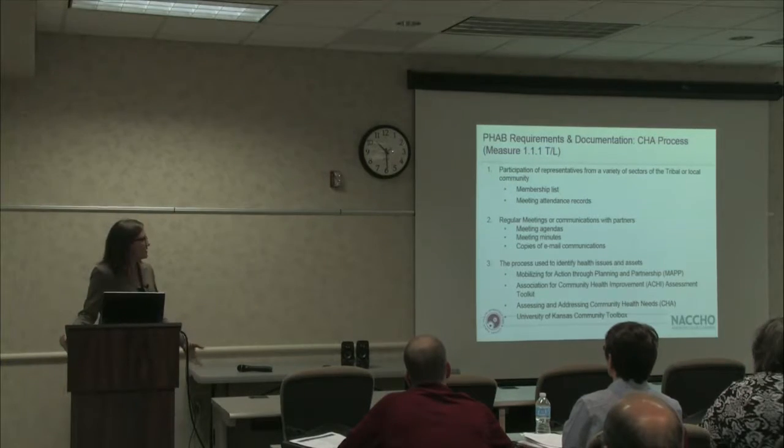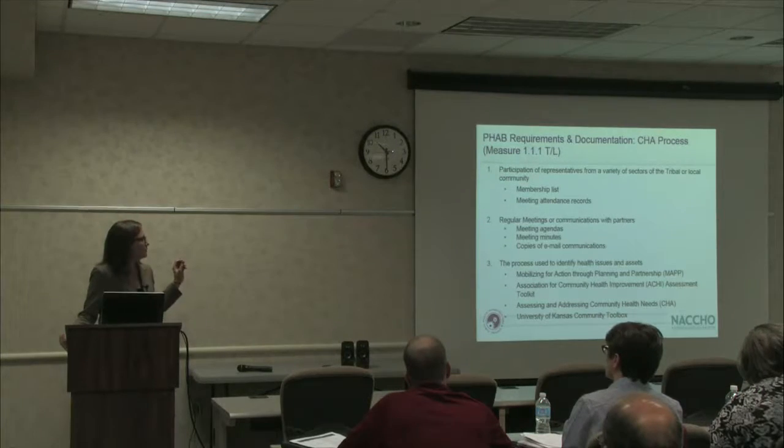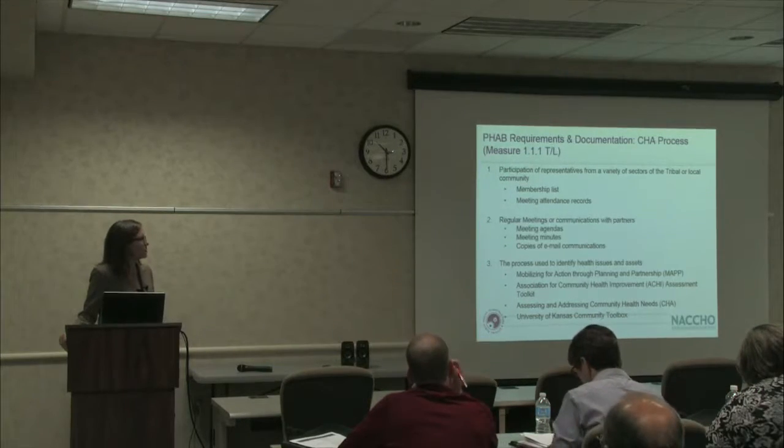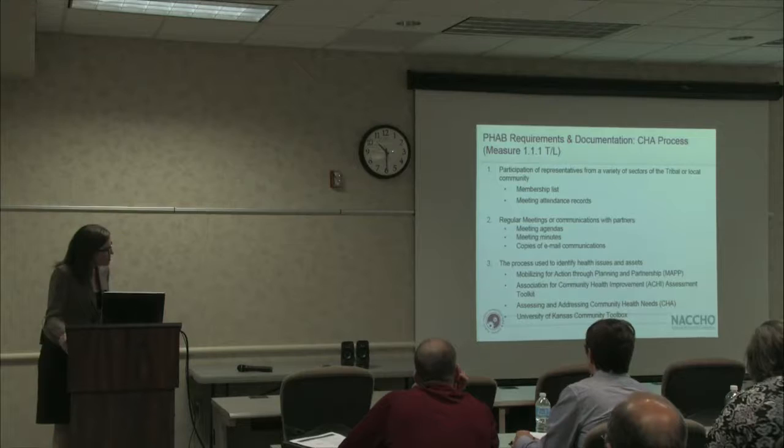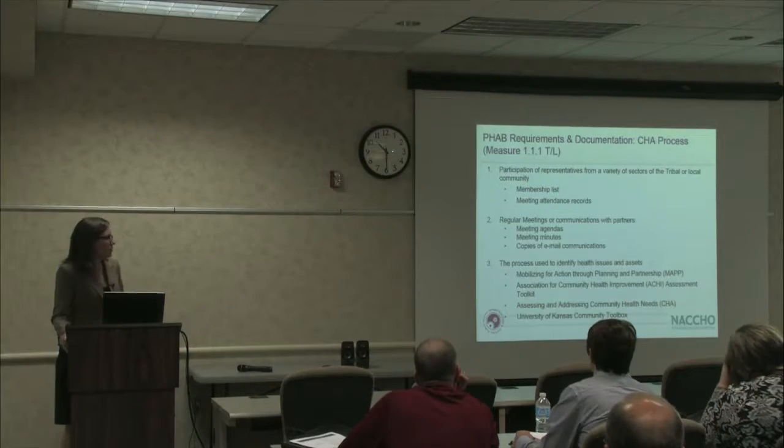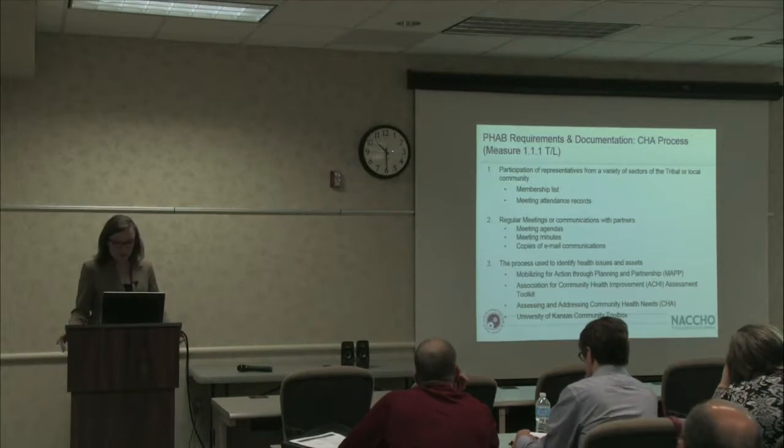And then the process that you used. Again, you need documentation of the framework that you used. The two I mentioned earlier were MAP and ACHI, and then the other two that FAB added this year in the Standards and Measures 1.5 are Assessing and Addressing Community Health Needs, and the University of Kansas Community Toolbox.